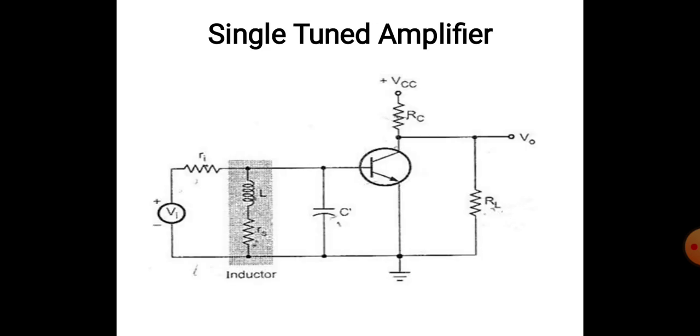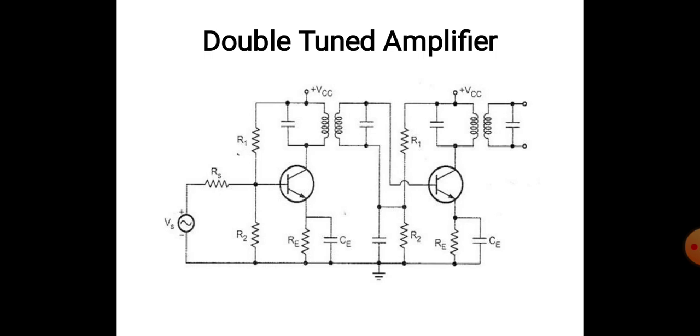Now, let us see the single tuned amplifier. This is the basic circuit of a single tuned amplifier, in which the tuned circuit, that is the parallel combination of inductance and capacitance, is placed at the base. Hence, it is called a base tuned circuit. The resistance Rs indicates the series resistance with the inductance, and it denotes the leakage effects in the inductance.